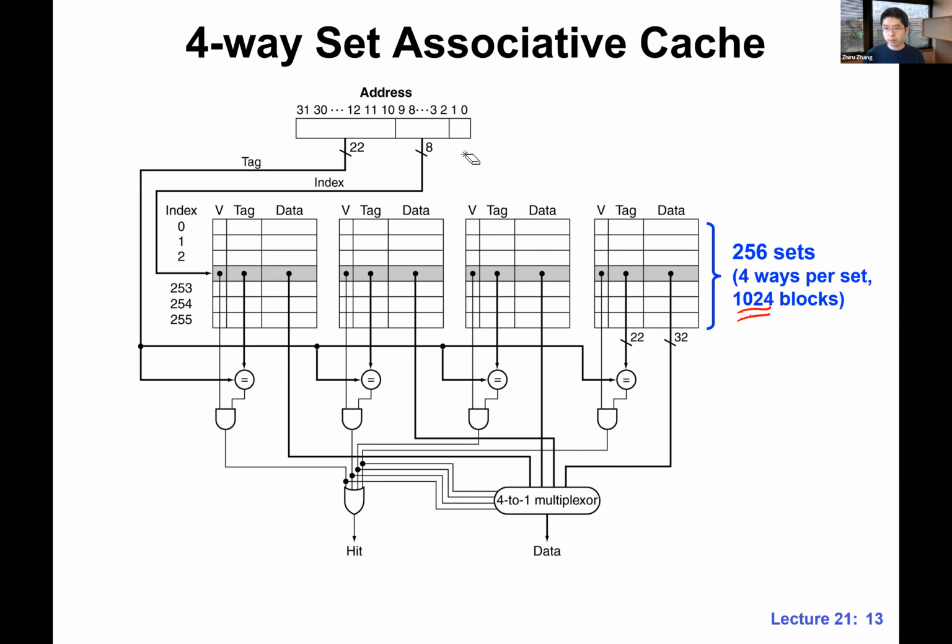Amanda's asking, is the offset the number of things in the set? This is a good question. Not quite. This is the byte offset. We use the byte offset information to determine how large the data block is. So in this case, it's going to be 4 bytes per block.